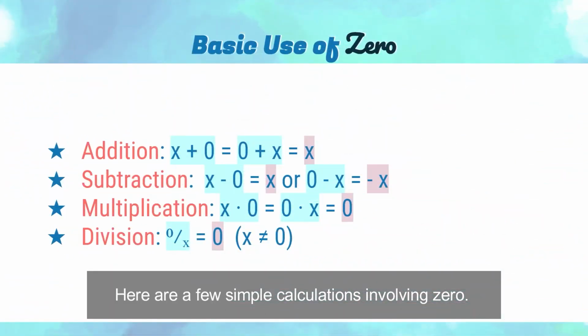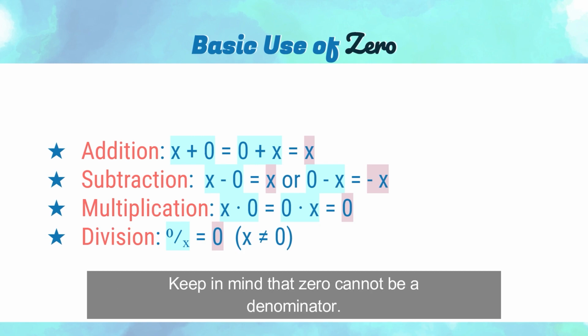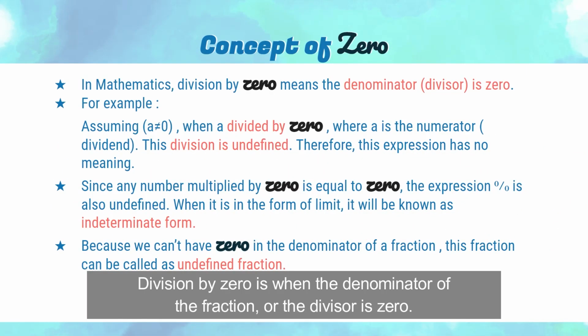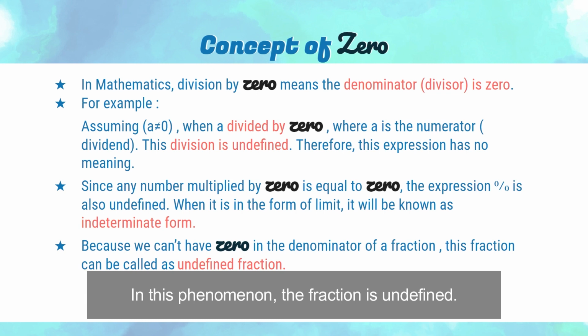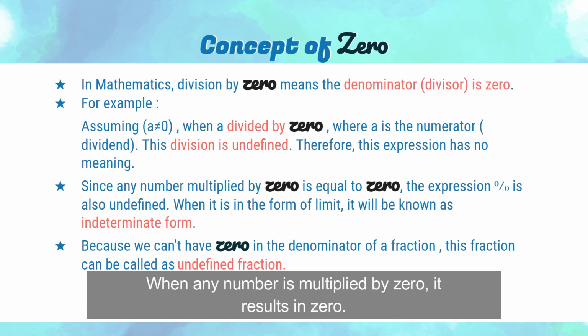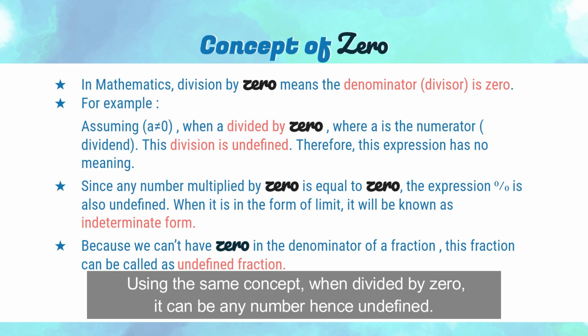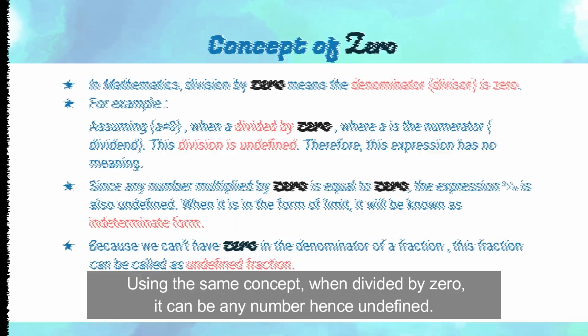Here are a few simple calculations involving zero. Keep in mind that zero cannot be a denominator. Division by zero is when the denominator of the fraction or the divisor is zero. In this phenomenon, the fraction is undefined. When any number is multiplied by zero, it results in zero. Using the same concept, when divided by zero, it can be any number, hence undefined.